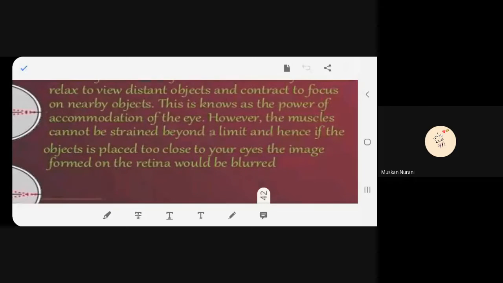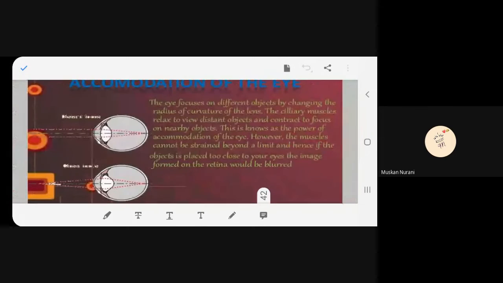So that is what is happening, and this is corrected. This is called the accommodation of the eye. Till one length, you can see a clear image of the object. After that, it becomes blurred. It becomes faint or hazy. You understand, beta?